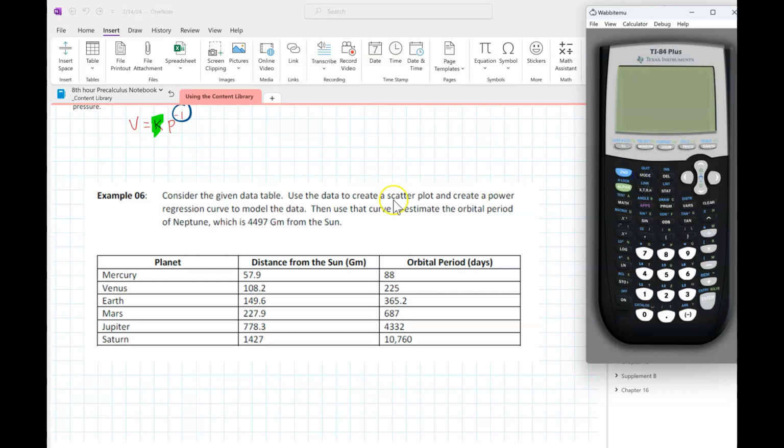And the last part then says, use that curve to estimate the orbital period of Neptune, which is 4,497 gigameters from the sun. What am I doing with that? Plugging it in.